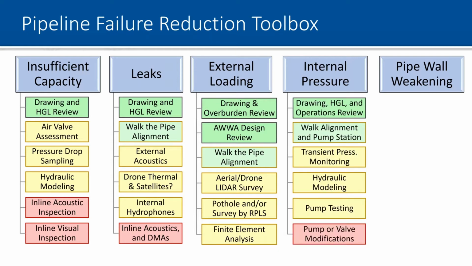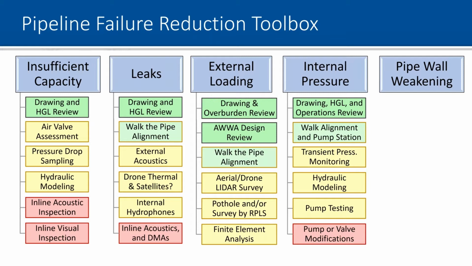With internal pressure, again, looking at the drawings, hydraulic grade line, talking to the operators to figure out how this pipe gets operated, particularly with the pumps. And if you have any large customers downstream pulling water off the line, sometimes this can be a source of surge.